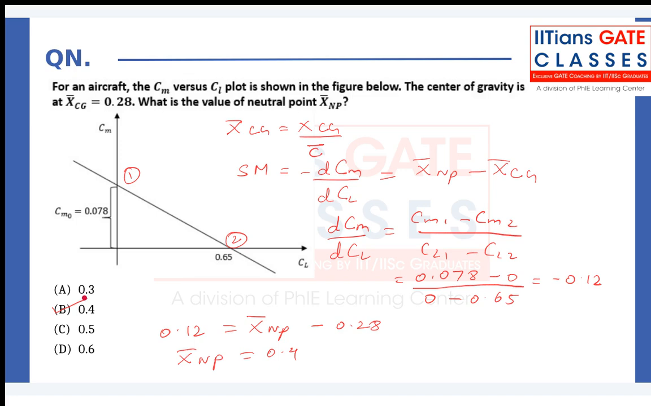Yeah, so that is exactly how we have found dCm by dCl, right? I have taken 2 points, CM and CL values, plugged them in and gotten the slope. This is the equation that we have used to find the slope. The equation of a straight line you can represent in two ways. One is y equals mx plus c, and then you have m equals y2 minus y1 by x2 minus x1. Both of those give you the same equation of the straight line, right? So what we have done and what you've said is the same thing. Yes.